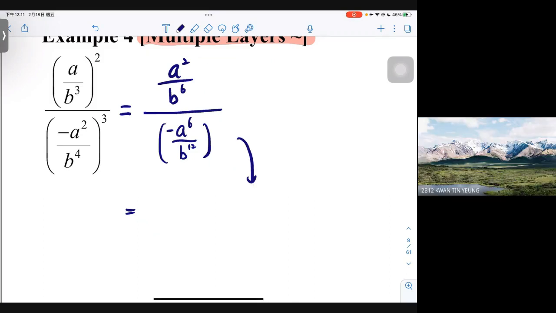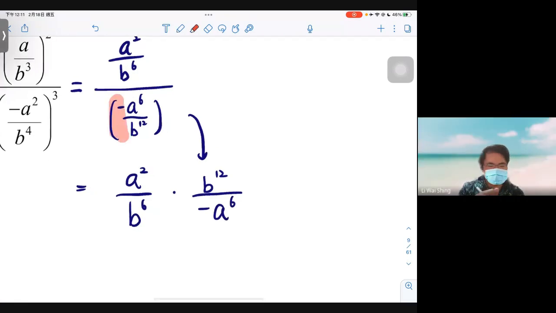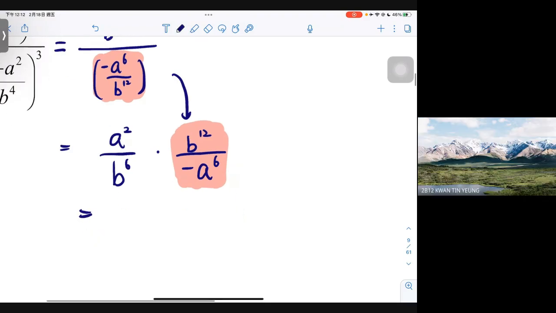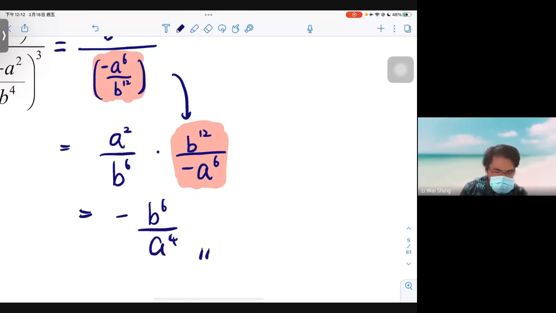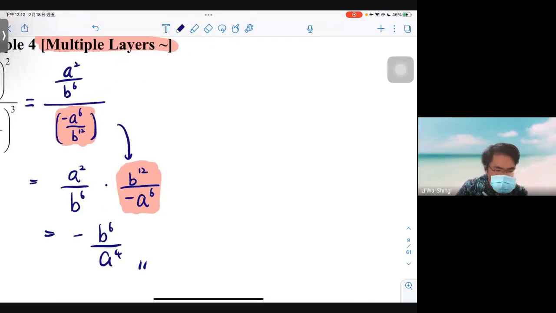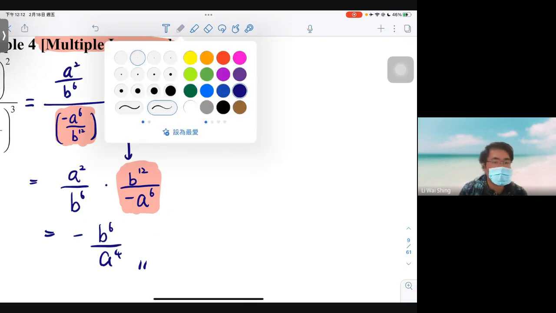Just mean is a squared over b to the power of 6 and times b to the power of 12 and over minus a to the power of 6. Yes. Okay. Very good. You invert this one here. Okay. So give me the answer first. Minus b to the power of 6 over a to the power of 4. Thank you so much. Okay. So here, if your denominator is a fraction, you need to invert it and become multiply. Why can I do this?